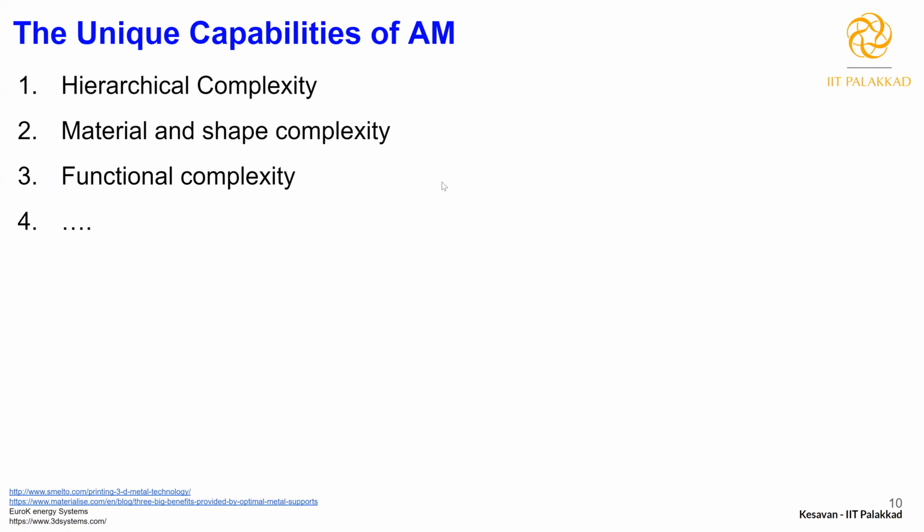Okay, so there are some unique capabilities of additive manufacturing. The first and foremost unique capability is hierarchical complexity, which you cannot think of making or introducing with the conventional manufacturing process.